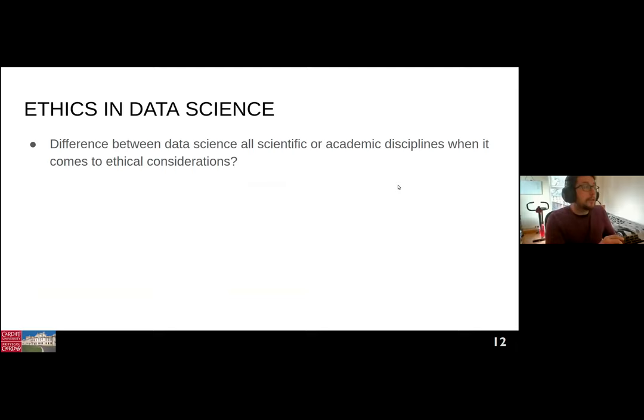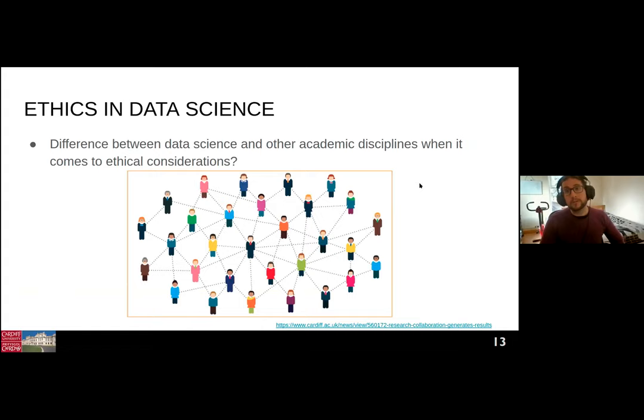I would argue that data science is very different from basically any other discipline when it comes to ethical considerations, because what we have is the potential to run experiments at large scale with a lot of people, a lot of users who by default opt in. So that's quite different from other user studies in the health sciences, maybe with animal testing, with trials, and so on.